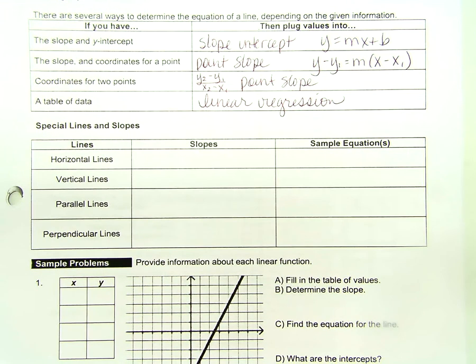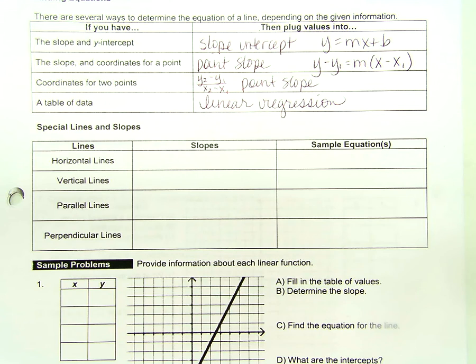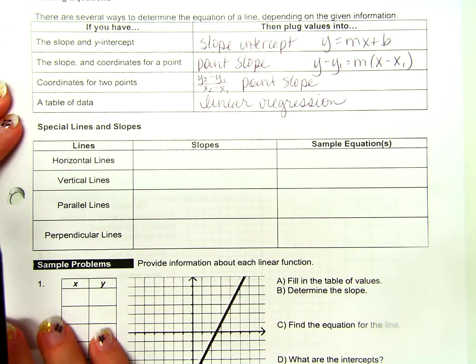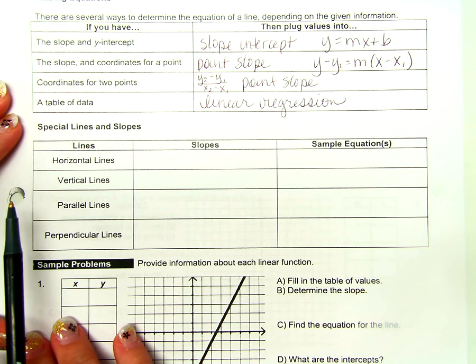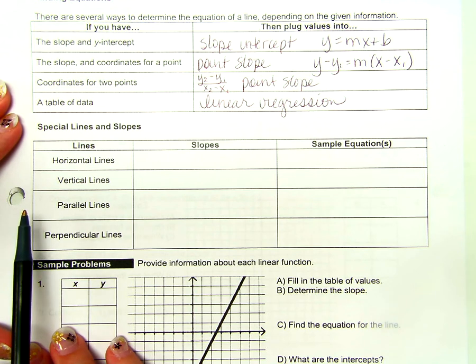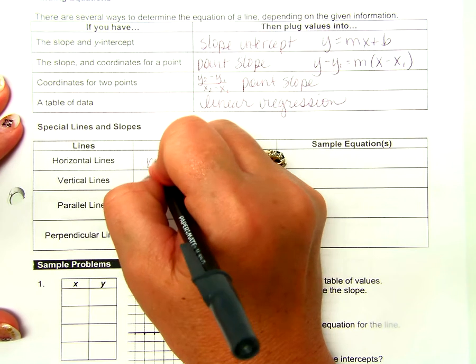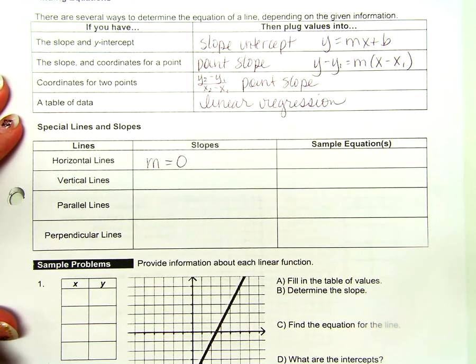Special lines and slopes. Think back to the skier. Do you remember the skier that I drew for you? In my amazing, amazing art skills. The horizontal line has what kind of slope? It was 0 slope, right? So the slope, m, is 0.